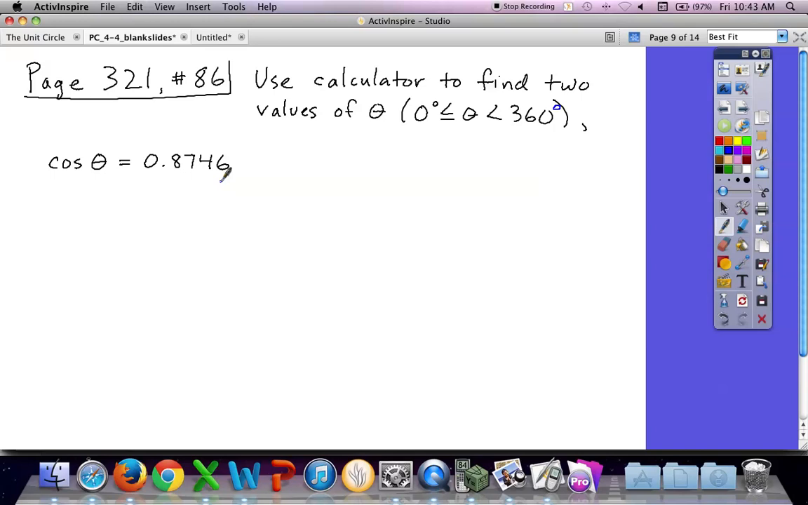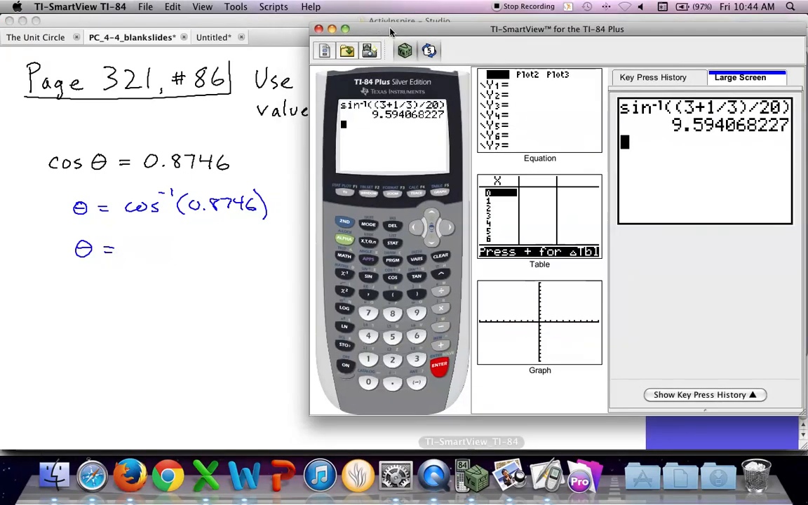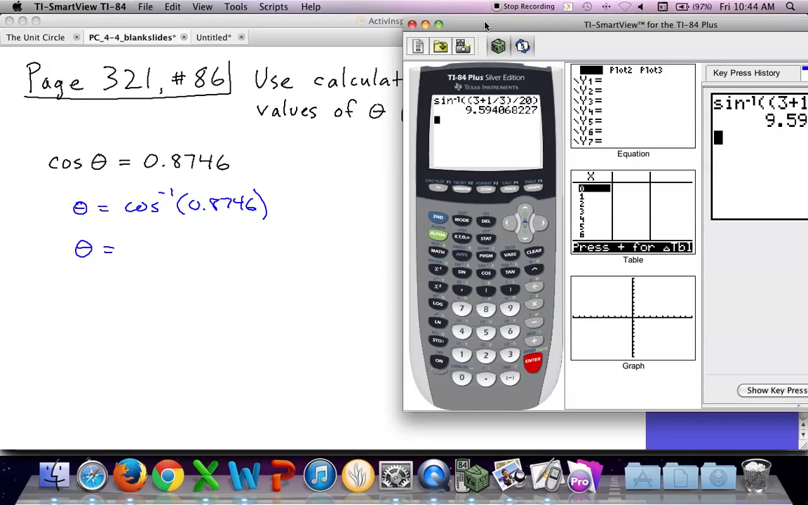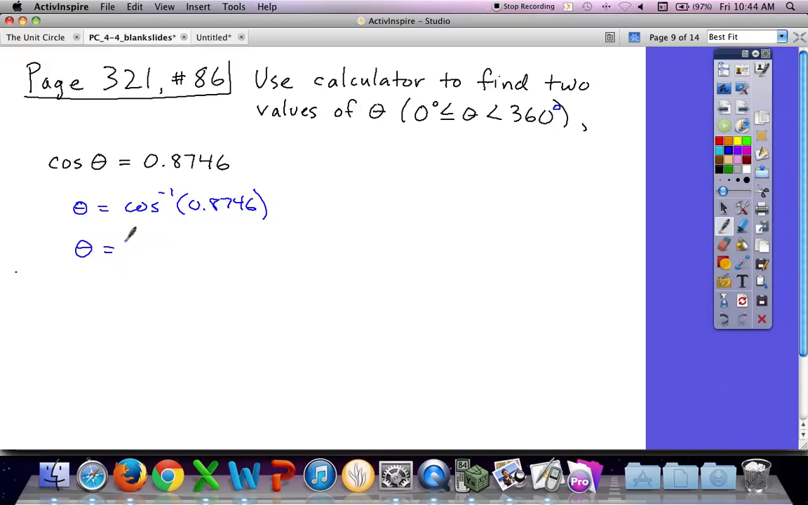Take the inverse function, right? So we're going to say theta equals cosine inverse of 0.8746. Theta equals, okay, now if I pull up my calculator, I think I'm still in degrees, cosine minus 1 of 0.8746 is 29 degrees. We'll round it to 29 degrees. Yeah, 29 degrees. So that's one angle in between 0 and 360.